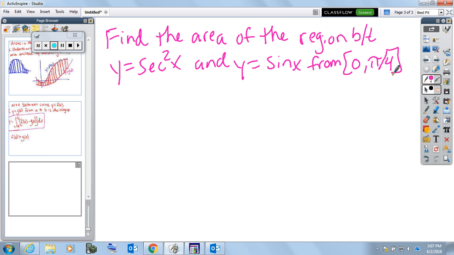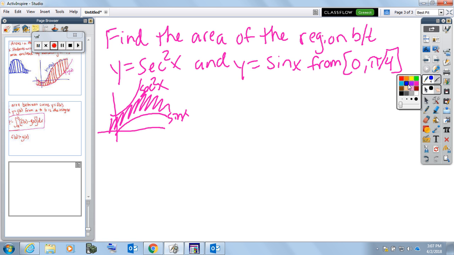Now we can graph these and get a little visual for them. Let's just do that real quick. I'll do a rough little sketch. We'll have the secant squared somewhere up here. We know our sine is going to go somewhere down here. So here's our secant squared. Here's our sine of x. We want to find the area in between here, but specifically, since it says from 0 to pi over 4, roughly pi over 4 is here, so we are really concerned with all of this area that is right here.